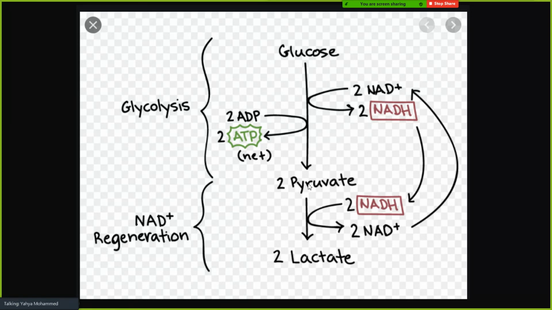Now, if we decide, hey, look, there's no oxygen, here's what's going to happen. The pyruvate is just going to turn into lactate. Okay, that's it, and we finish. Now, why is this happening? Okay, look at this. Remember, in the process, we produce some NADH up here, right? So why did we produce NADH? What was the purpose of making NADH?